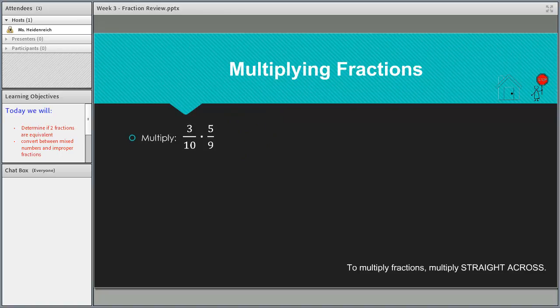Okay, so here's one for you to try. If you think you can reduce at the end, I'd like you to do that. So please pause the recording and try this one out.